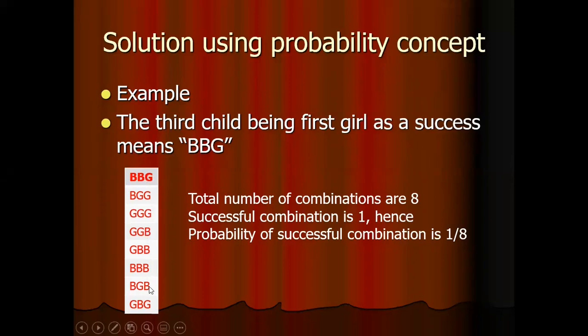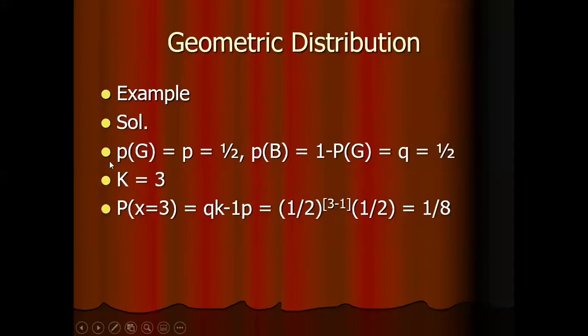There are these possible combinations when there are total three births. So total number of combinations are eight, and successful combination which we desire is one. So it is one out of eight. So probability of successful combination is one out of eight. We can solve this using geometric distribution as probability of girl is 50%. Of course, in any birth, the probability of girl or a boy is 50-50. So probability of success in a single trial is 1 by 2, and probability of failure in a single trial is also 1 by 2.